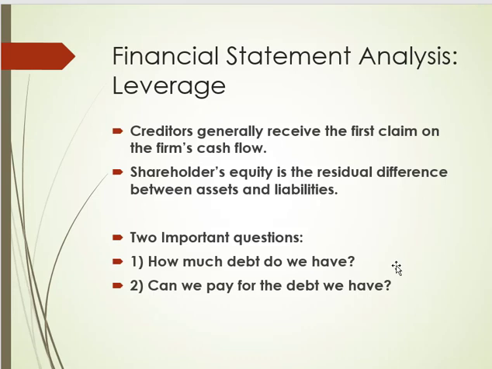The second set of ratios to look at are the financial statement analysis, or leverage ratios. In this case, we're going to be looking at a bigger picture, if you will. Let's look at the right-hand side of the balance sheet and see what's there. We want to ask two questions: How much debt do we have? And can we pay for the debt that we have? So there's a question of amount, and then there's a question of ability.